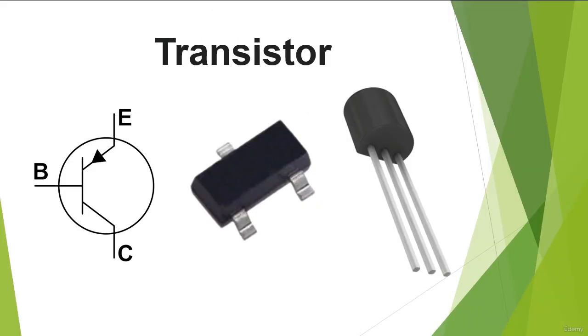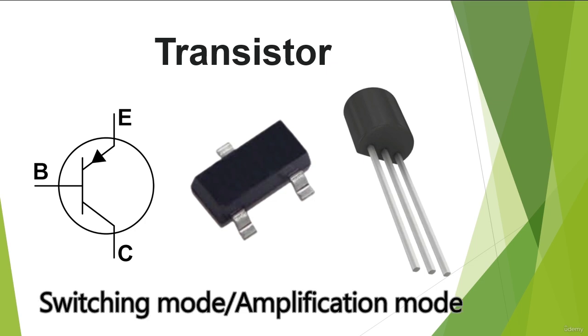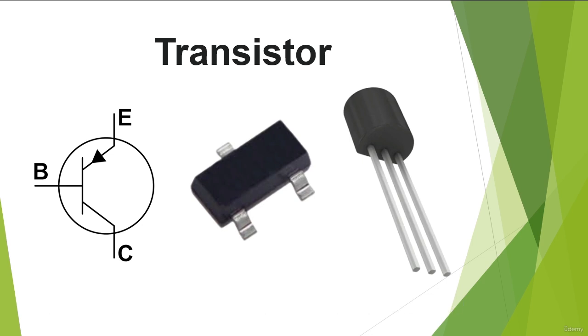Transistors, of course, are one of the main components in electronics. The transistor can be used in switching mode or amplification mode. It has three terminals: base, emitter, and collector. You can find this kind of transistor.